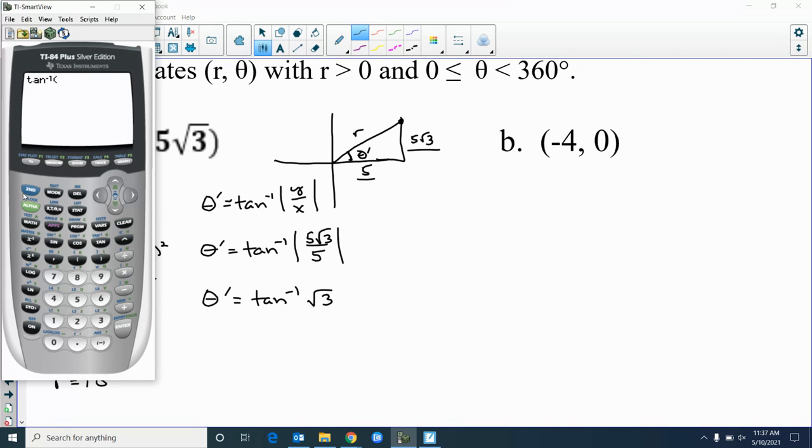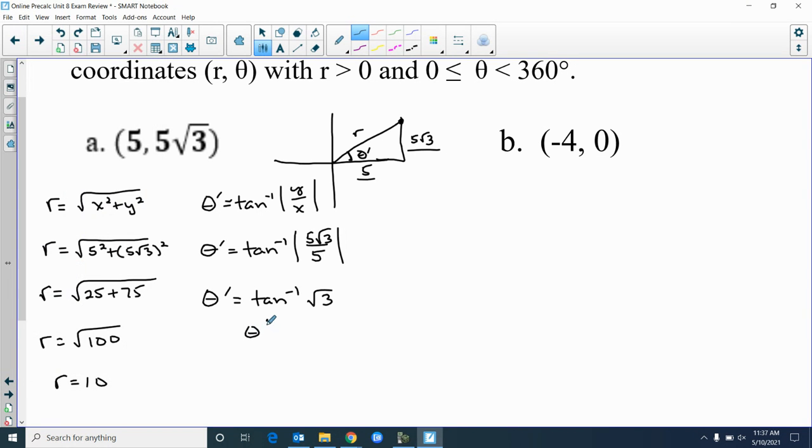Inverse tangent of the square root of 3, and I get 60 degrees. Well, since that's going to be my angle here, it's in quadrant 1, that gives me the polar coordinates of that point. So it's going to be 10, 60 degrees. So that's going to be that answer.